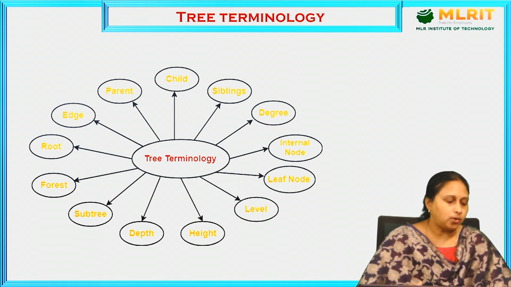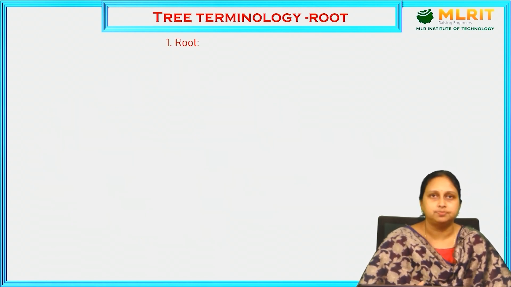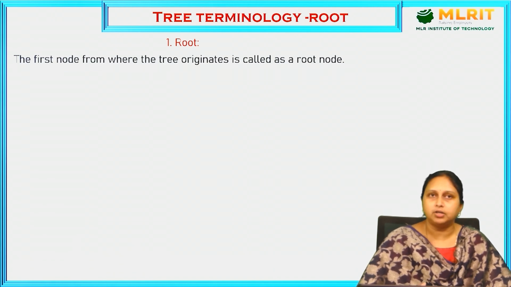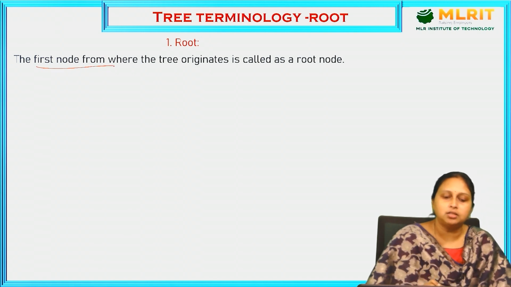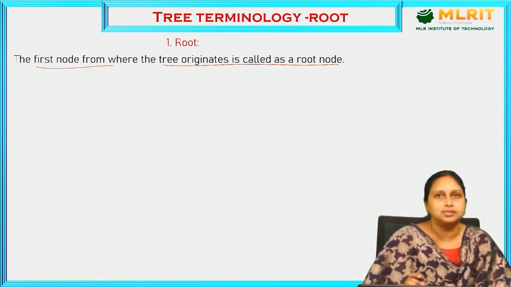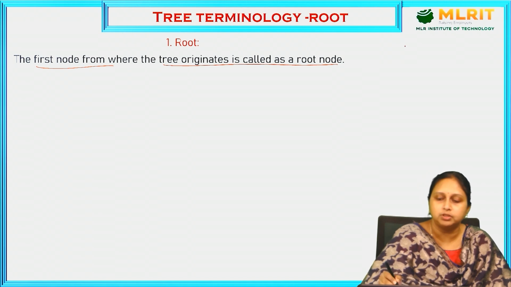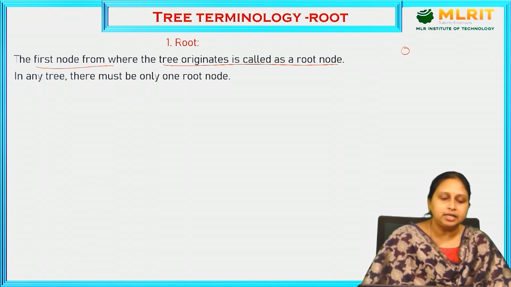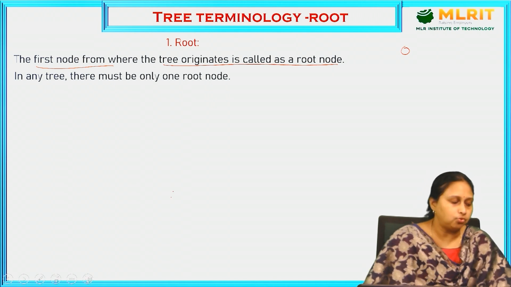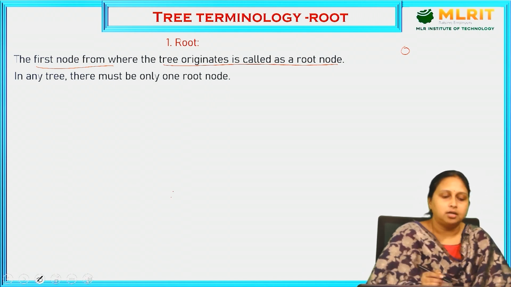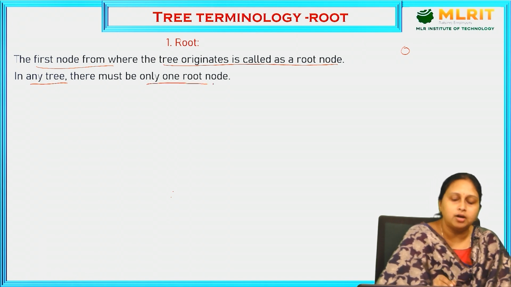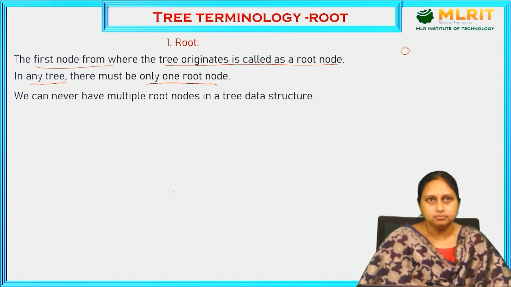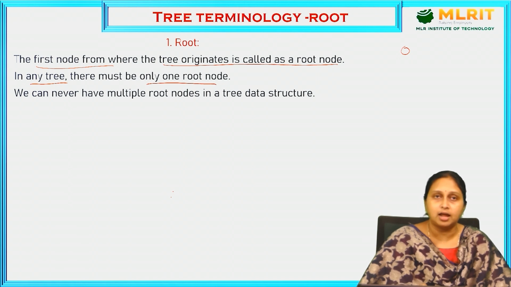Now, let us start with the first one, root. The root is the starting one. The first node from where the tree originates is called the root node. In any tree, there must be only one root node, right? We can never have multiple root nodes in a tree data structure.